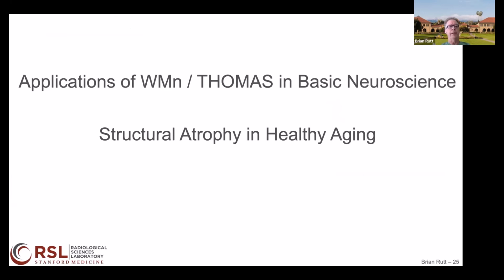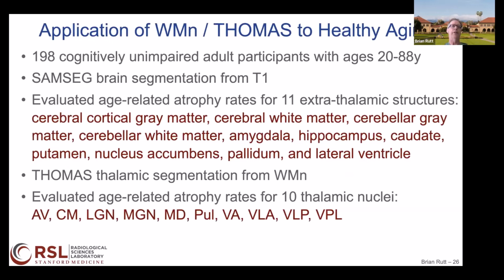And my final application I wanted to tell you about was in a more basic neuroscience area. That's the study of structural atrophy in healthy aging within the thalamus. So in this case, we took 198 cognitively unimpaired adult participants with the ages 20 to 88. We used SAMSEG, which is one of the FreeSurfer suite of tools, to segment the whole brain, particularly outside of the thalamus, but including the thalamus as one of the structures from T1 images. And we evaluated age-related atrophy for 11 of the SAMSEG structures, and they're shown here.